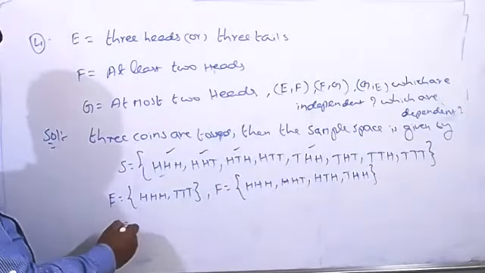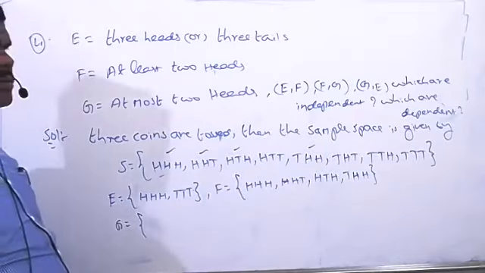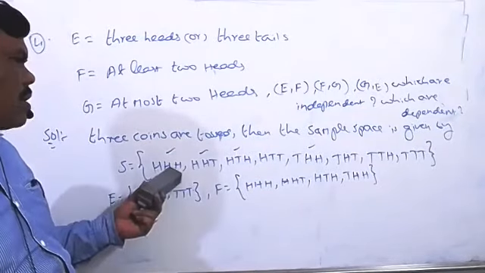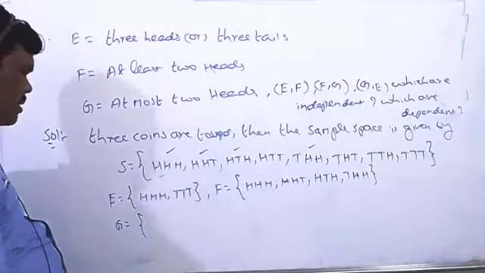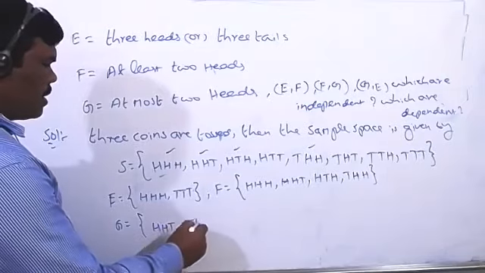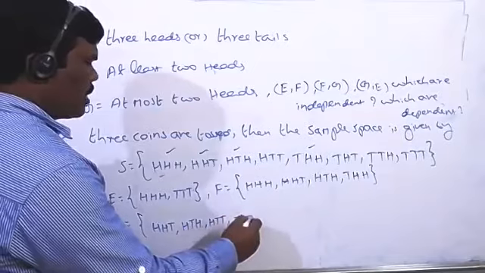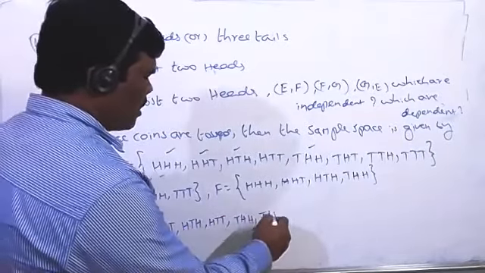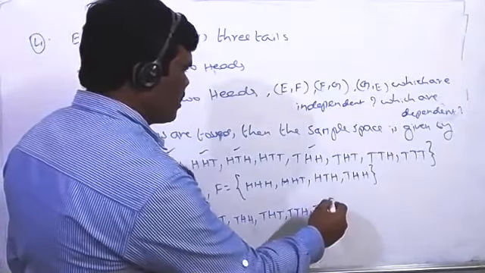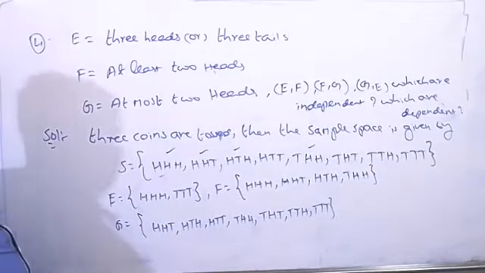And event G is equal to at most 2 heads. That means maximum 2 heads, and fewer than 2 is also fine. So we can't take triple head; the remaining ones we will take: head, head, tail; head, tail, head; tail, head, head; head, tail, tail; tail, head, tail; tail, tail, head; and tail, tail, tail. This is the at most 2 heads event. So we get all three events now.